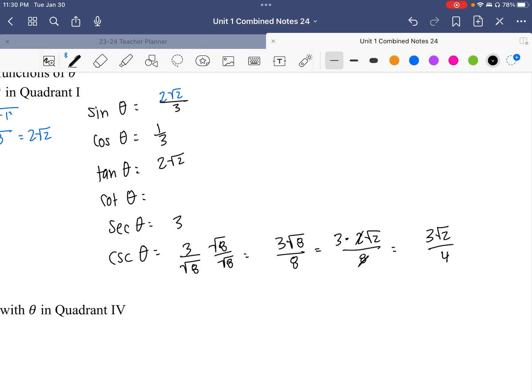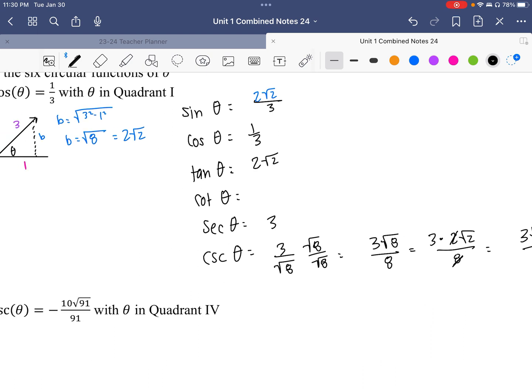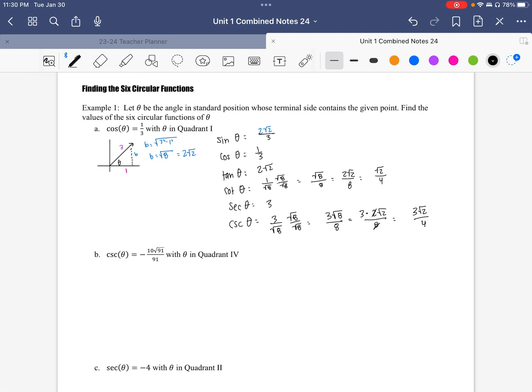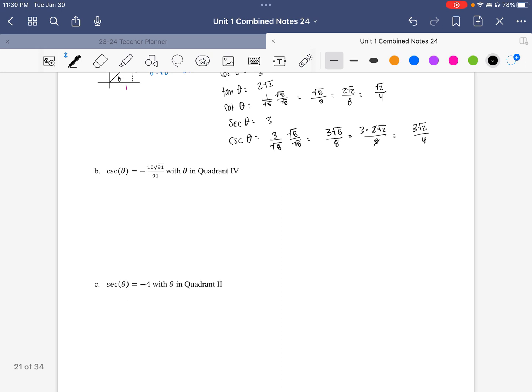Okay, and then cotangent ends up as 1 over 2 square roots of 2. Same thing, it may be easier because you're going to have to rationalize it to leave it as square root of 8 for a minute. So go ahead and multiply that in, and you get the square root of 8 over 8. Again, we talked about this. 2 root 2 over 8 is the same as root 2 over 4. Okay, so there's all the answers for those ones.